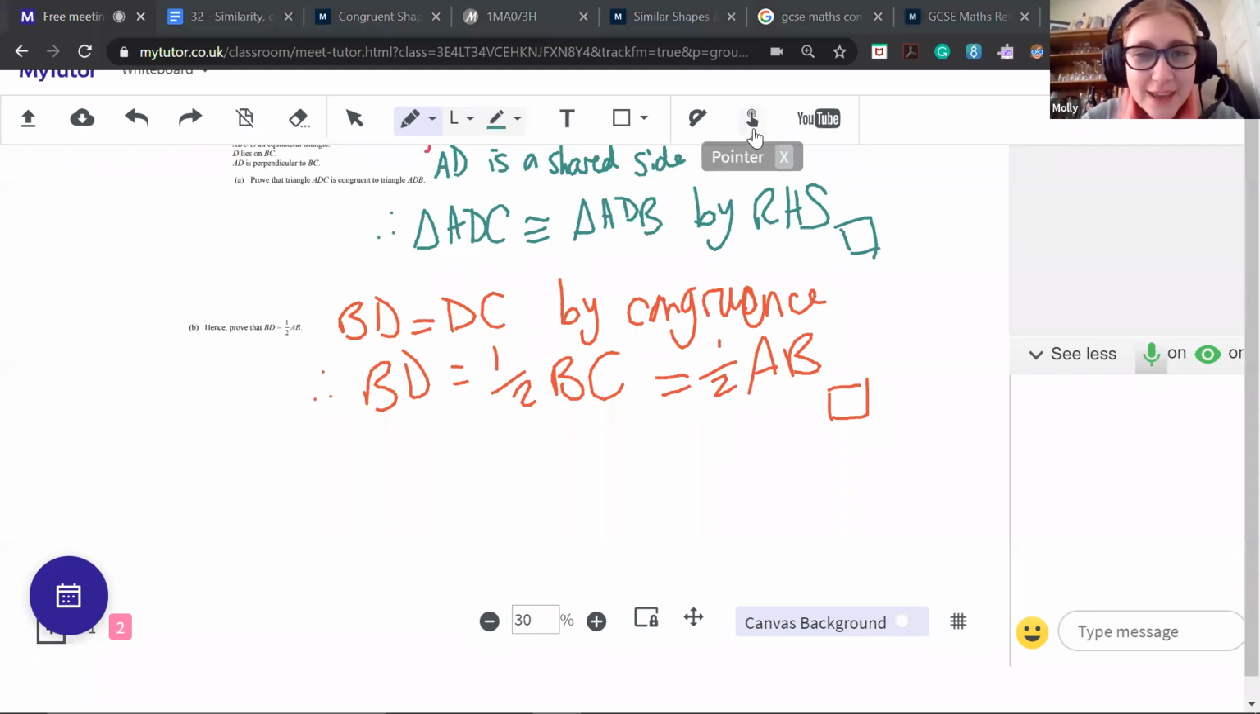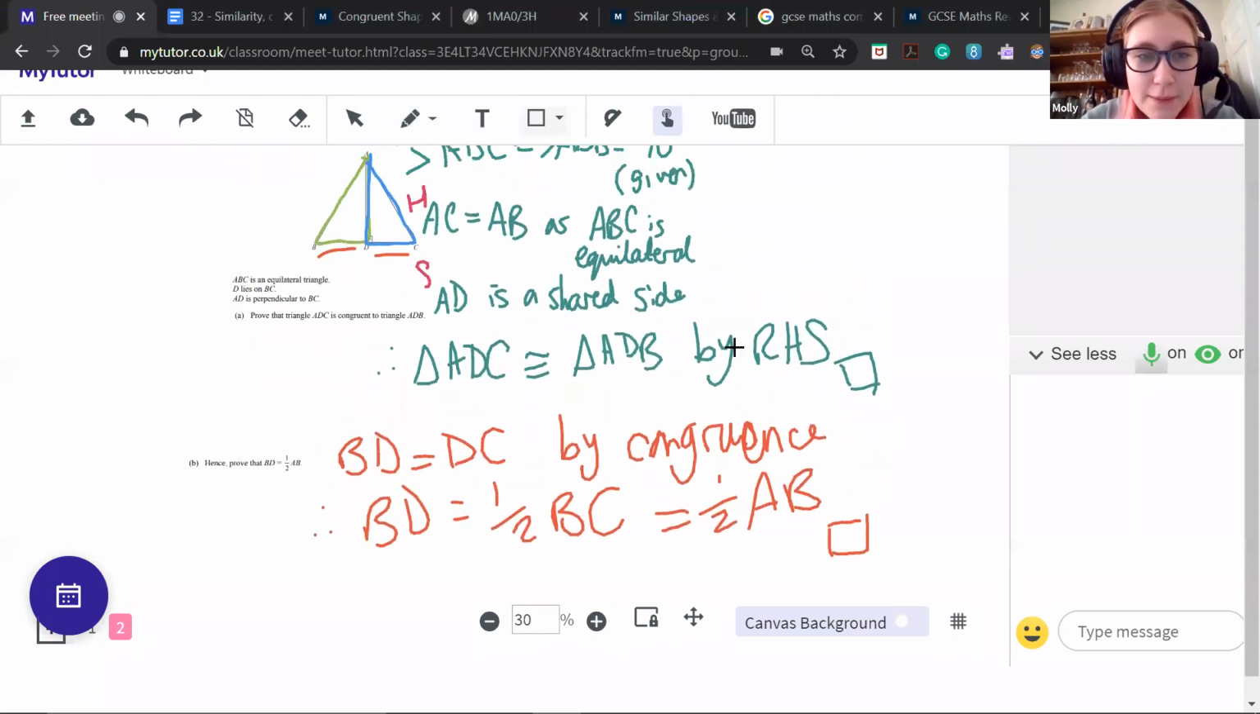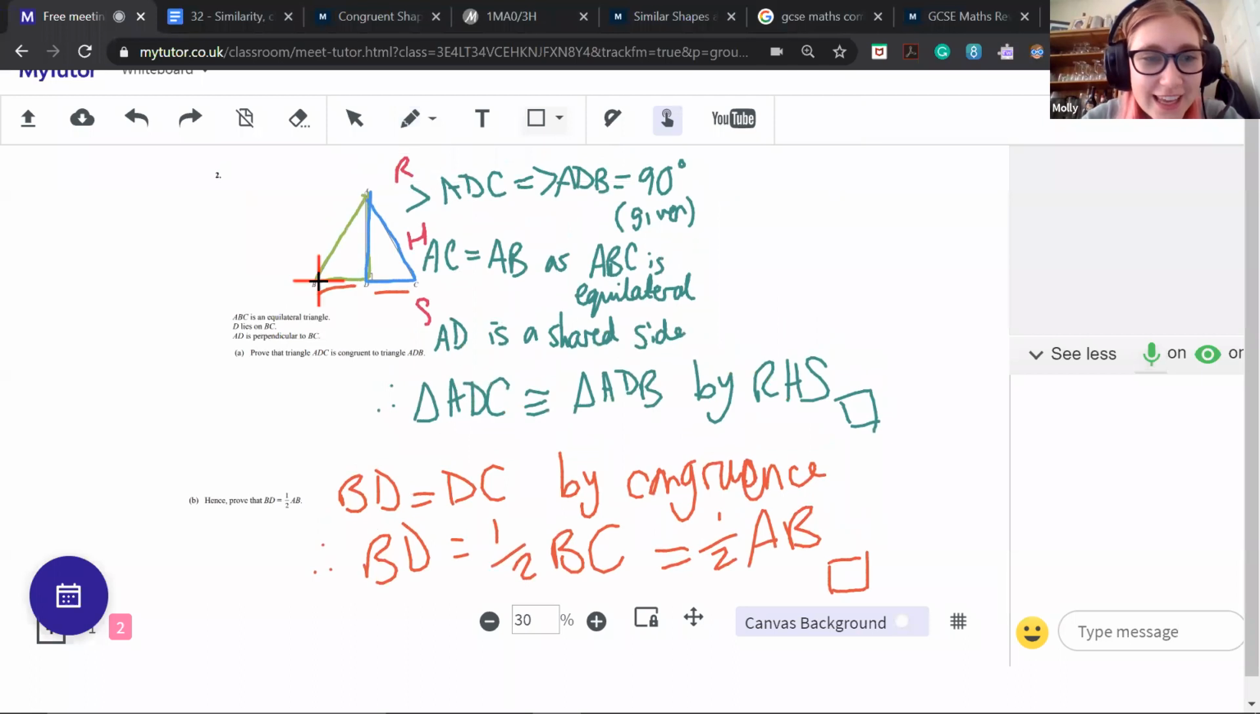So hopefully this makes sense here. The notation might be a bit confusing, but all you've got to think is that because we can prove that these two are equal because we've just proved that they're congruent, therefore, this whole side BC is double what this is. So is this, because they're all the same because it's equilateral. So no one said anything in the chat, so I'm assuming that that all makes sense.